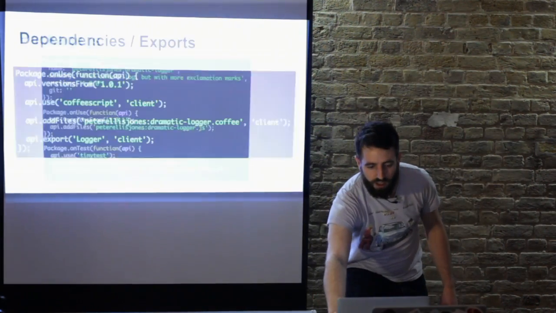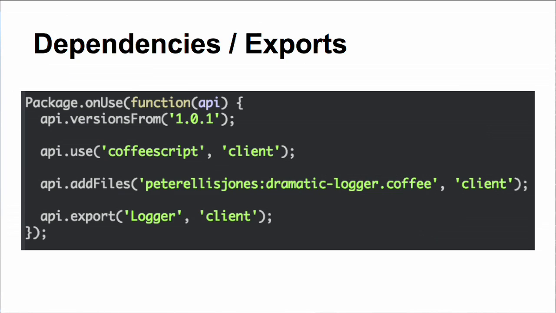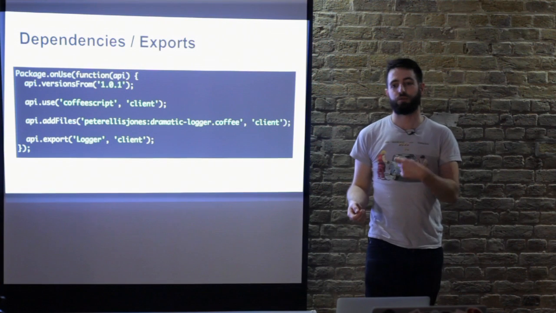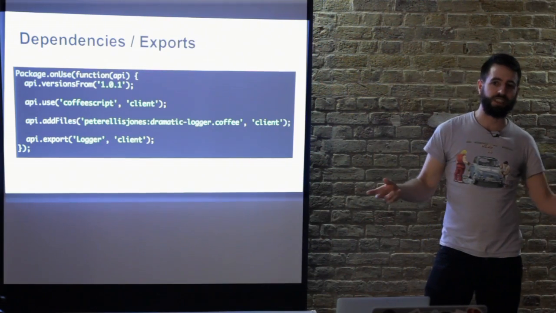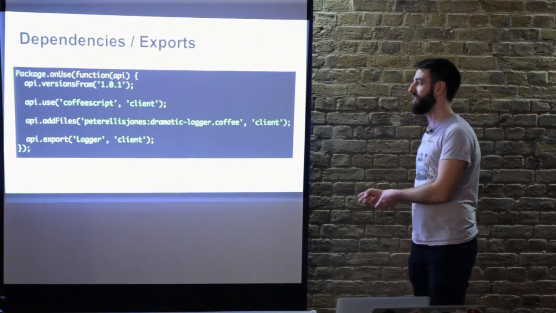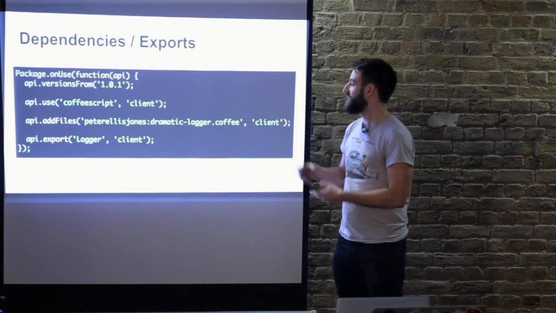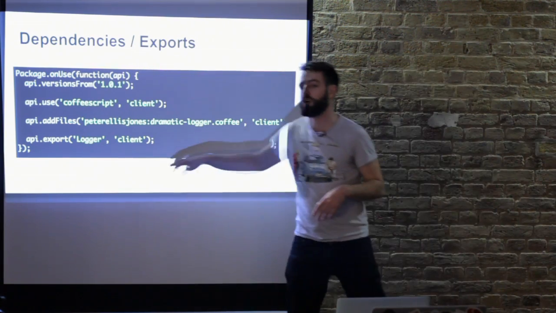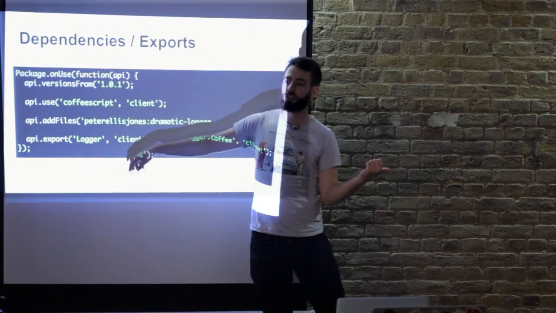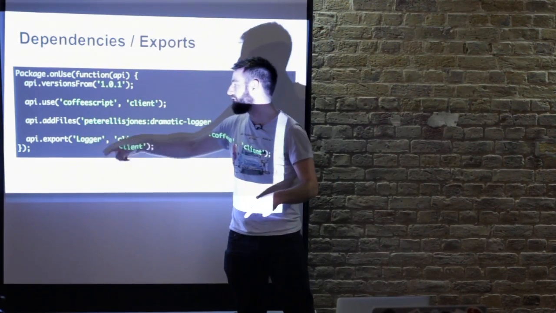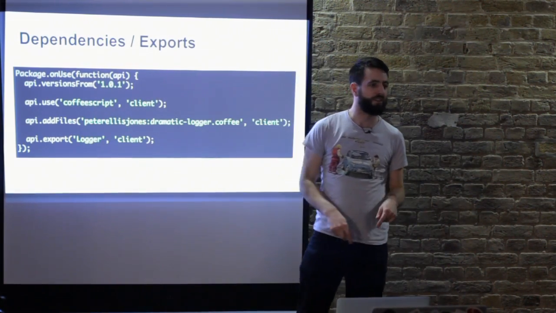So the dependencies and exports, you can do things like say, well, this package only works with Meteor 1.0.1. You can use other packages inside the package, like CoffeeScript. You can say you only want to use it on the client or on the server, and that's really useful if you have this huge Meteor app and you don't want to load code that you don't need on the server or on the client. You can say what files it uses, and then you can export objects that other packages can use. So now if I use this package, I know I have a logger object.